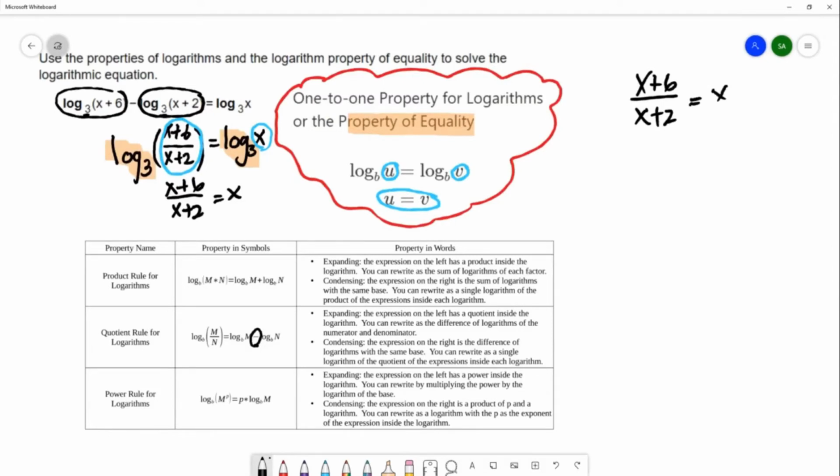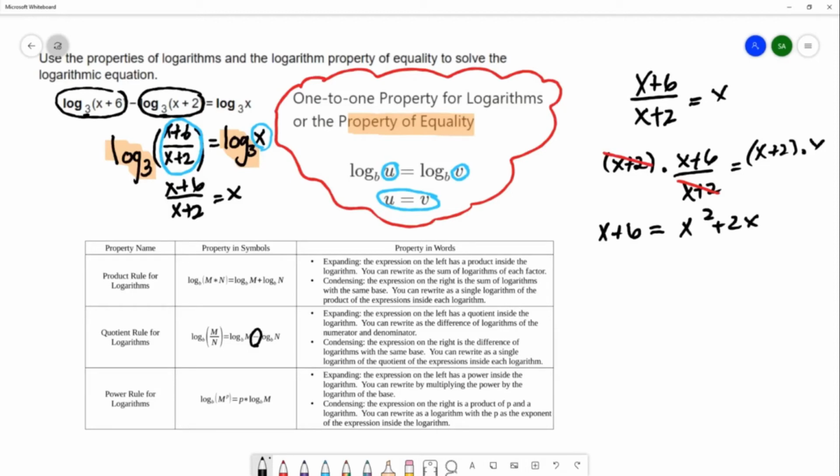We're going to solve this by multiplying both sides by the denominator. So I'll multiply the left by x plus 2, and I'll multiply the right by x plus 2. That's going to clear the fractions, or cancel the denominator, leaving me with x plus 6 on the left. On the right, I can use the distributive property to get x squared plus 2x. Now that I've gotten rid of that denominator, I can see that I have a quadratic equation that's got this squared here. That's how I know it's quadratic.